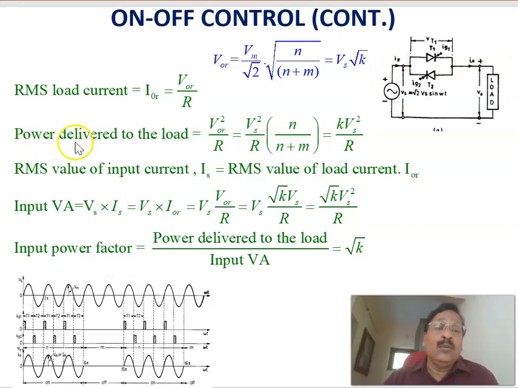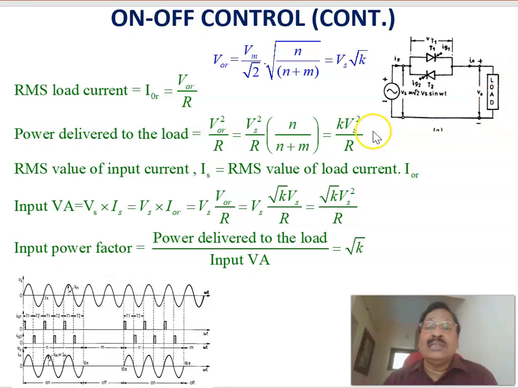Another one is, what is the power delivered to the load? Because this is active power, we call it the real power consumed by the load. Power delivered to the load is given by the RMS value of the voltage squared, V0 R square divided by the resistance, V square by R. That is Vs into root k whole square divided by R, or k into Vs square divided by R. Therefore, this is the power delivered to the load.